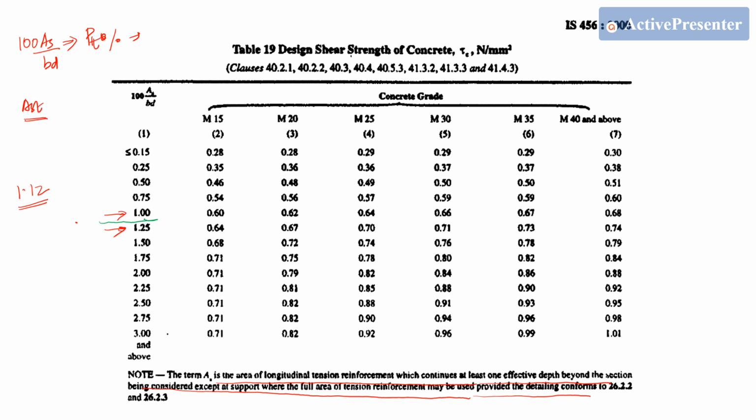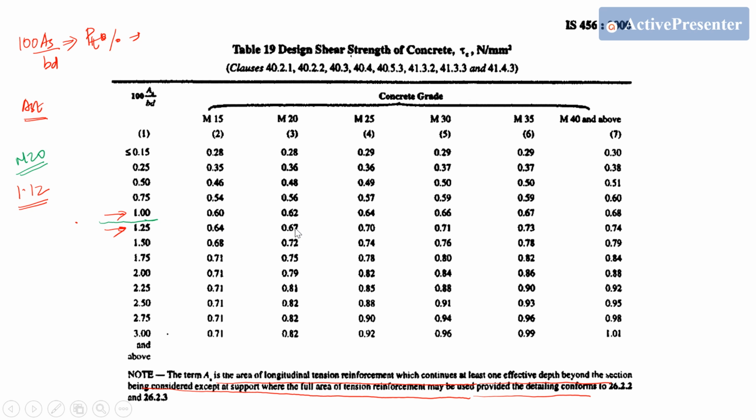Now consider I'm taking M20 grade concrete. So this design strength of the concrete, that is tau c, depends on the percentage of tension reinforcement PT as well as the grade of concrete. So suppose I'm taking 1.12 as an example, then it lies between 1 and 1.25. You can get the value corresponding to M20. It lies between 0.62 and 0.67, isn't it? For M20 it is 0.62, and for 1.25% of steel it is 0.67.